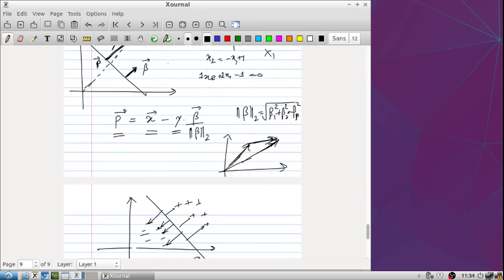So let's go back to this equation. I said this is the distance of any point from a hyperplane. There's a point on the hyperplane, there's a point on the outside, and beta was the parameter of the hyperplane. There's a beta naught as well, but beta naught doesn't come into the picture in terms of distances.